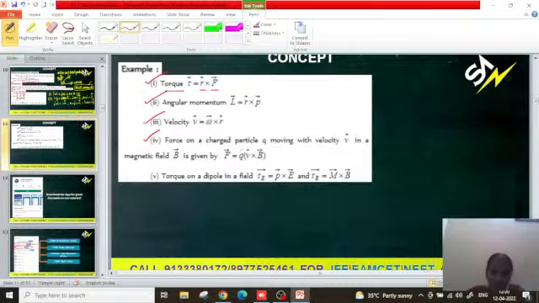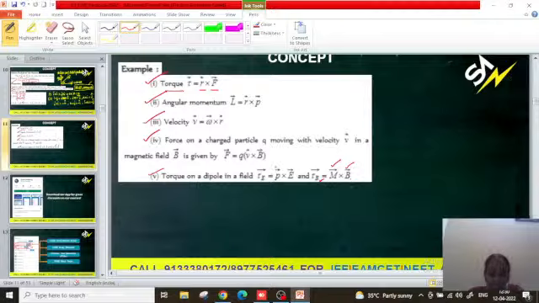And the force on a charged particle moving with velocity v in a magnetic field is F bar is equal to q into v bar cross B bar. Torque on a dipole in an electric field is the cross product P bar cross E bar. Torque experienced by a dipole in the magnetic field is the cross product M bar cross B bar, where M bar is the magnetic moment and B bar is the magnetic field.